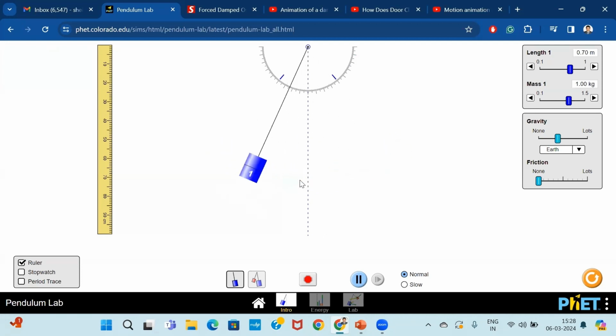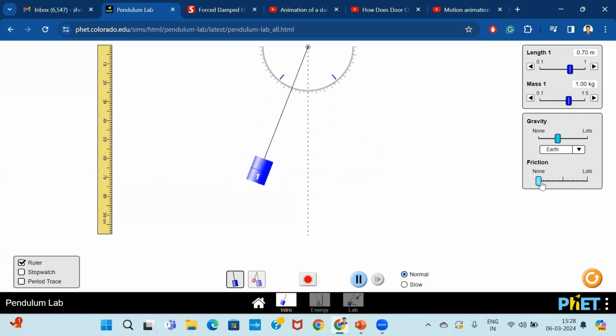That's why some loss of energy takes place and the amplitude continues to decrease. After a certain time interval, the pendulum comes to the rest position also. That situation is known as damped oscillation. But presently, what I am showing you are free oscillations. In this case, the friction is completely absent. That's why the amplitude always remains the same. But generally it is not possible.